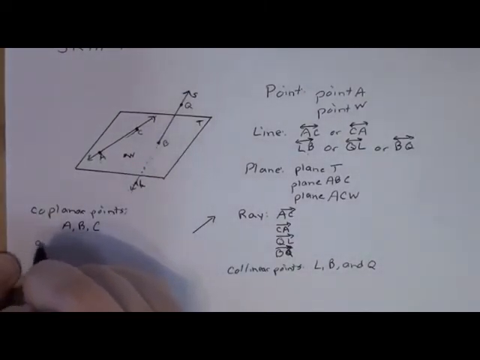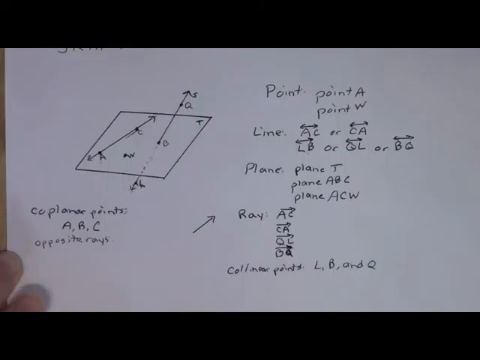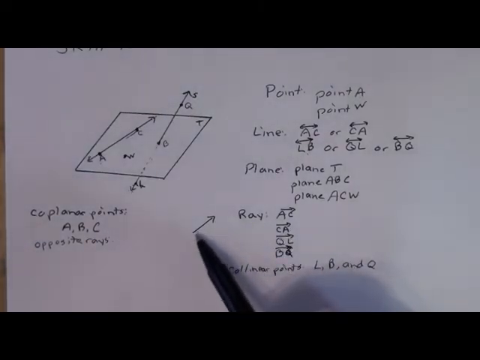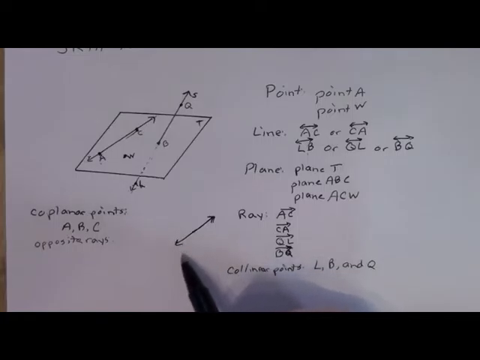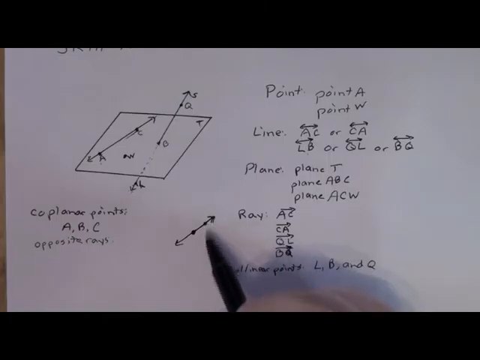Opposite rays. Opposite rays are 2 rays that go in opposite directions. So for example, if one ray was going this way, the other ray would go this way. And the trick is that they both have to start at the same point. So we're looking for a line that has a point in the middle and then a point on each side.